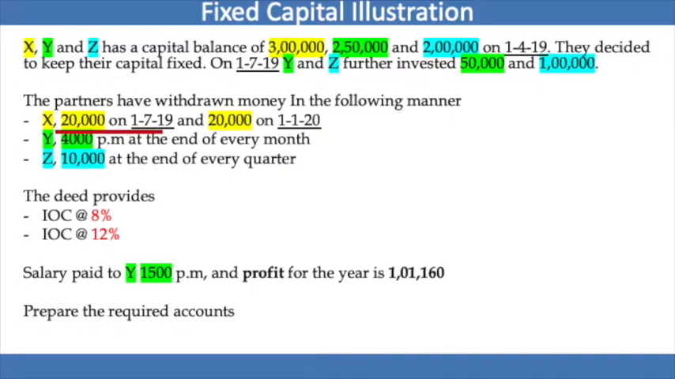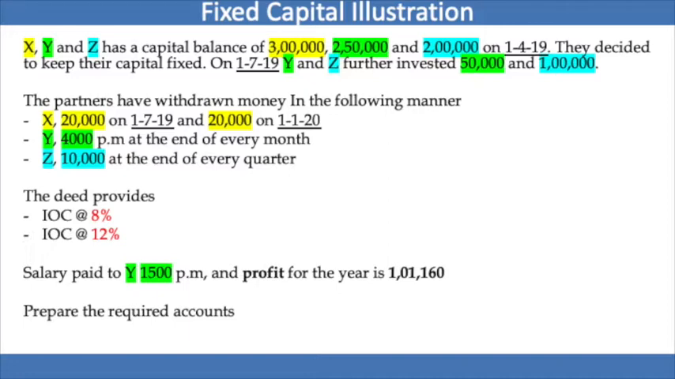Question in which we will prepare the current account as well as the capital account. Why? Because this question has stated that the capital will remain fixed. You can see very carefully that the question has given on 1st of April 2019, X, Y and Z had a capital balance of 3 lakh, 2,50,000 and 2 lakh. And they decided to keep their capital fixed. Whenever this phrase keep their capital fixed is given, that means we have to prepare the current account as well.